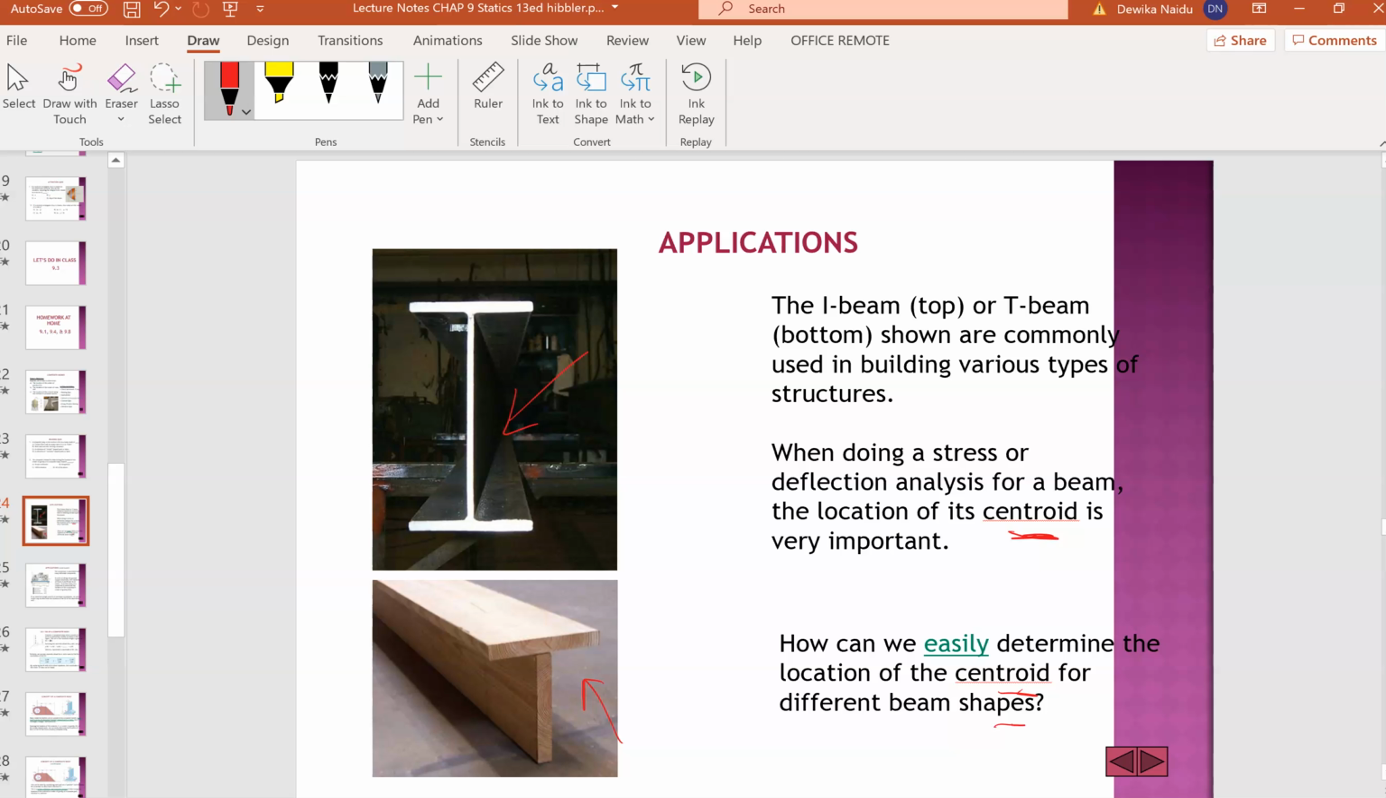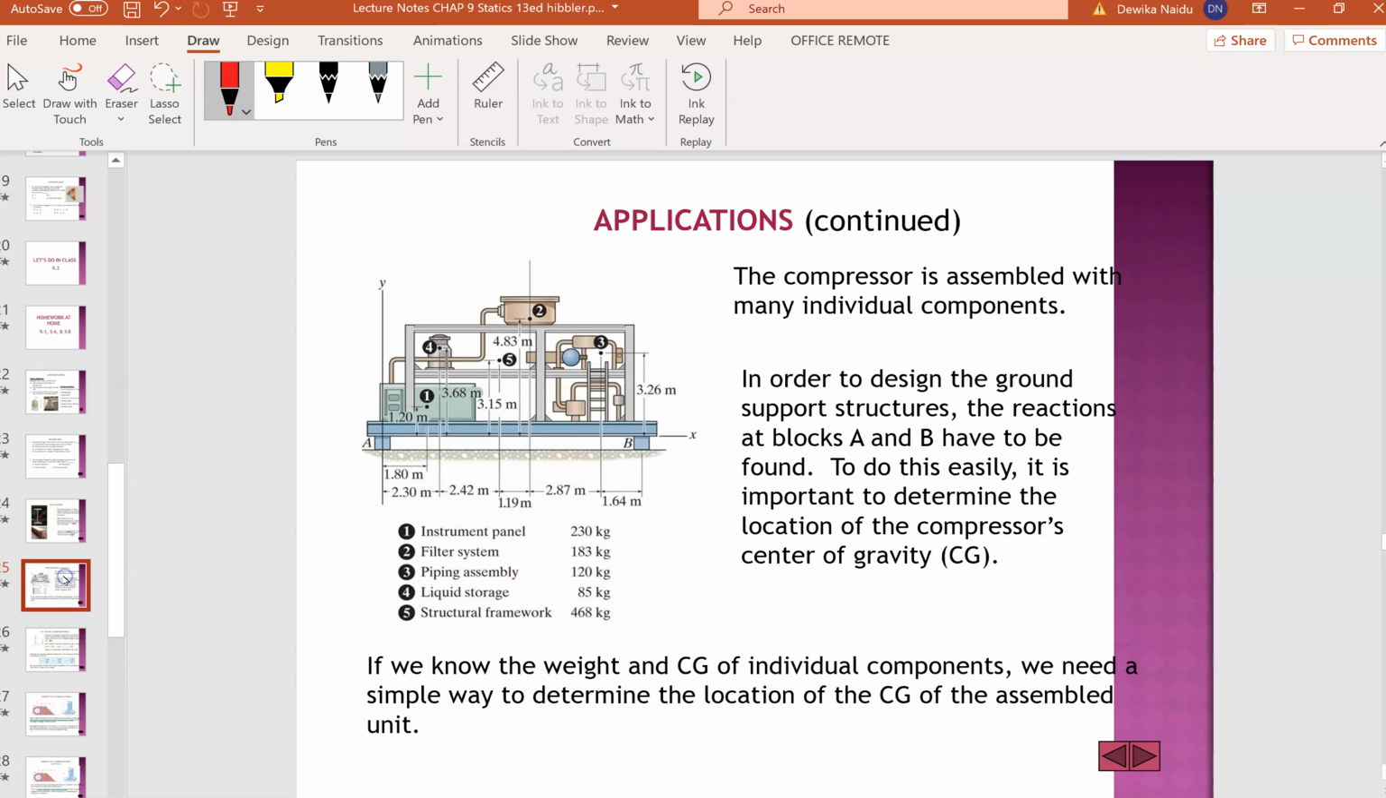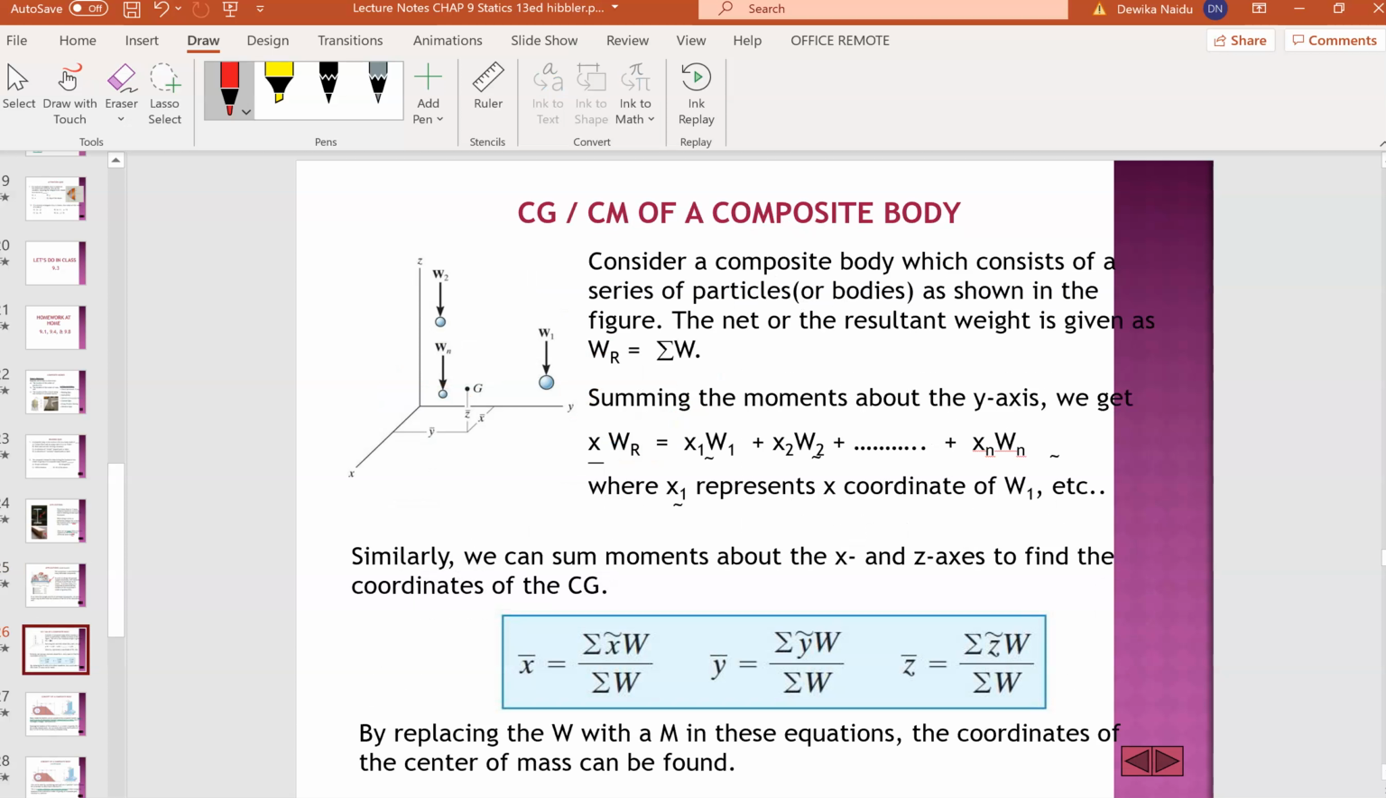Okay, and then let's look at these. Also, for example, this compressor. We need to find the centroid, and this compressor is not just one unit, right? It's one piece here, one piece here, one piece here, the pipelines. This is the actual industrial assembly that it will look like. So you need to find where is the center of gravity for this kind of situation. So how are we going to do that?